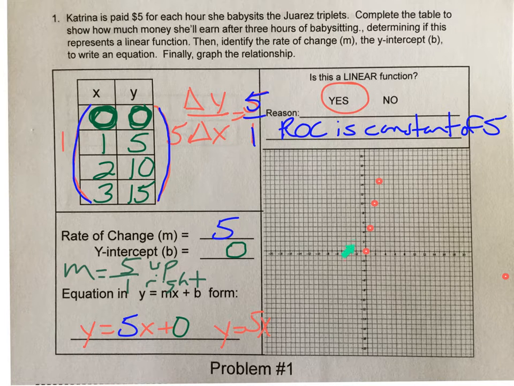Another thing that you need to recognize right away is that it is increasing. It's going up to the right, so that's why it is a positive slope. This rate of change is positive. It's the angle of that line. So that rate of change is a positive 5, so it goes up to the right.